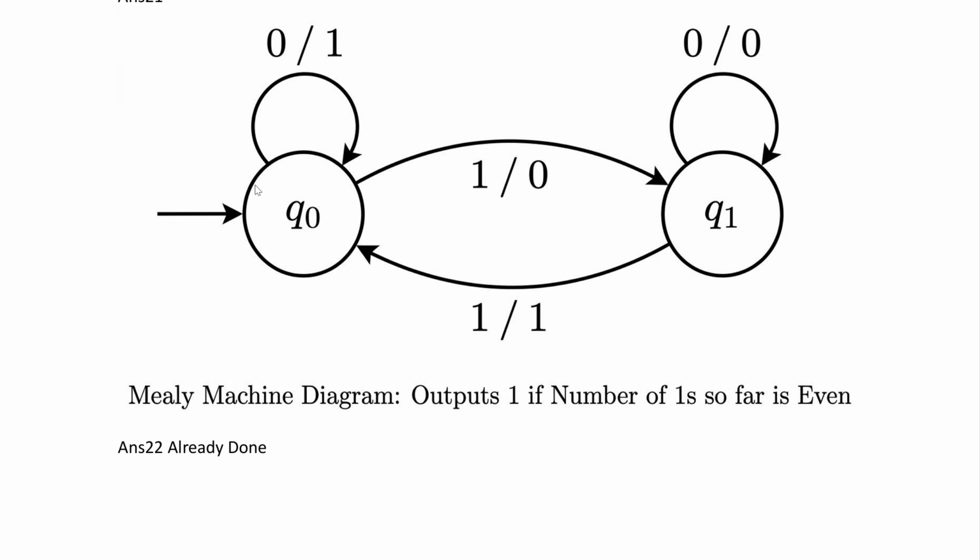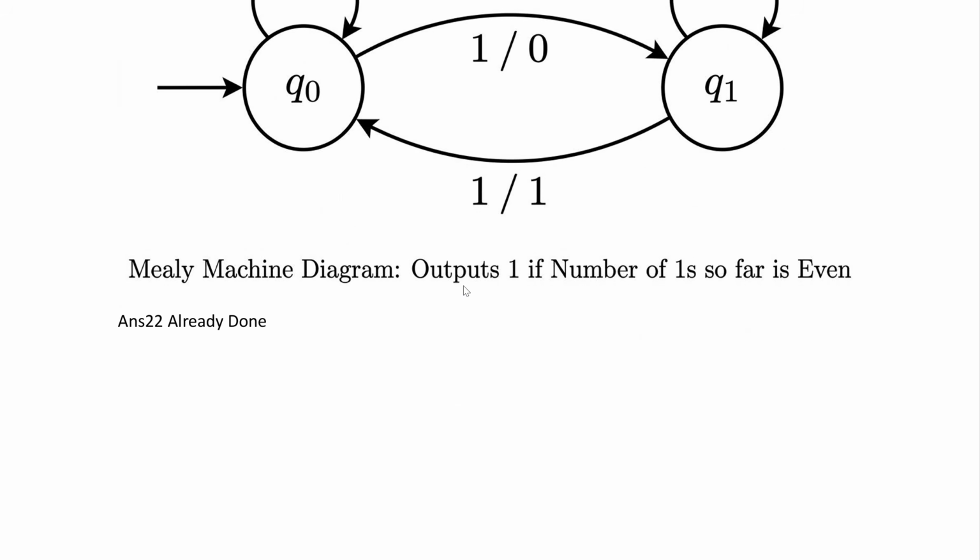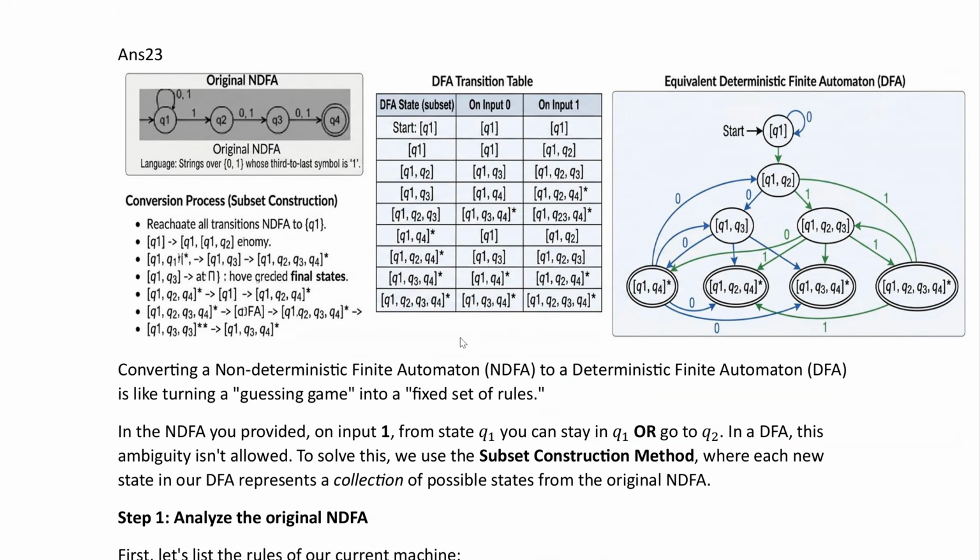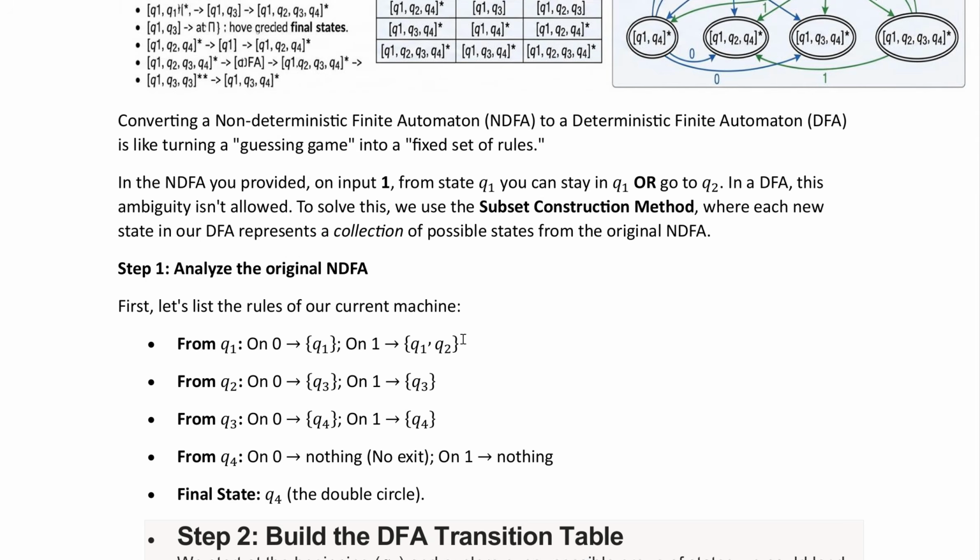So what is the present state? Q0. What is the input you are applying? So the number of ones are even. But in this, the final state has not been drawn. Let me see the other example of a Mealy machine.